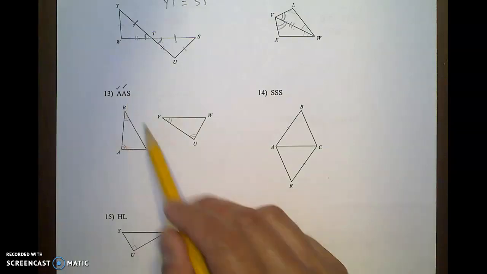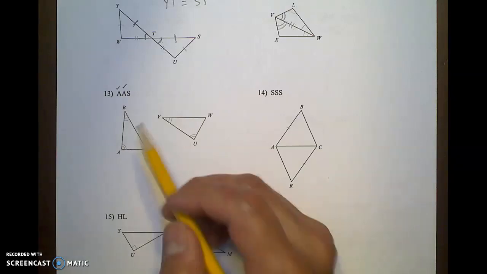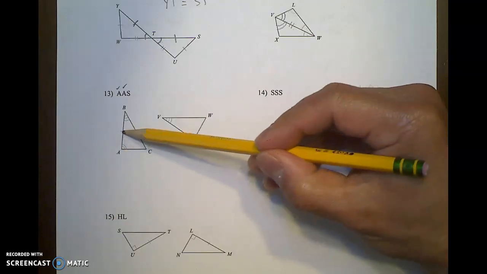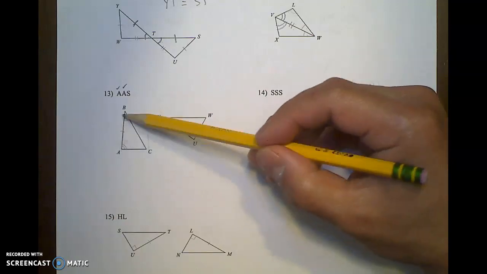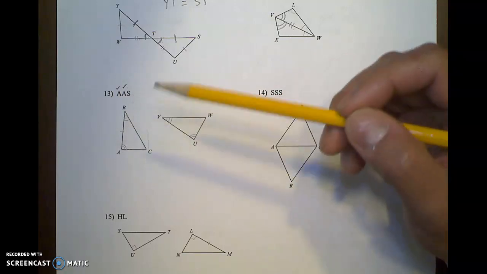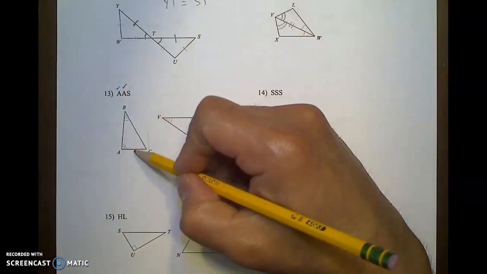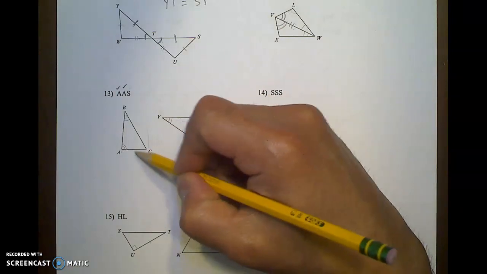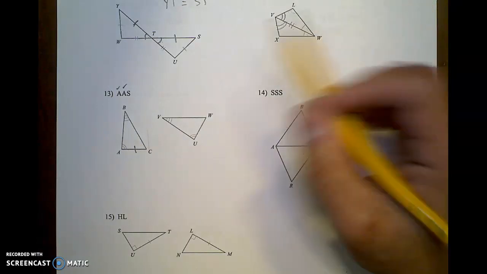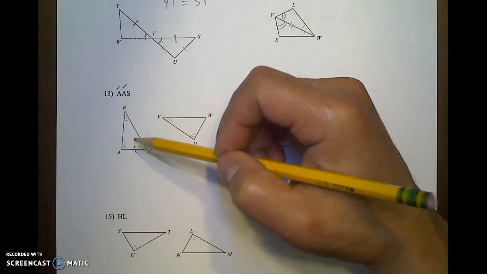Okay, so again, let's decide which side from this triangle we're going to tick mark. We are not going to tick mark side AB, right? Because if I tick mark this side, then I have angle, side, angle. I don't want my side to be in between the 2 angles, so I'm not going to pick that side. So we can pick side AC. If I tick mark AC, here I have my 2 angles, and here's the side that's not in between.